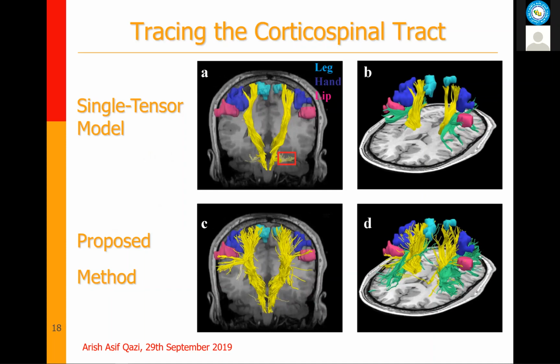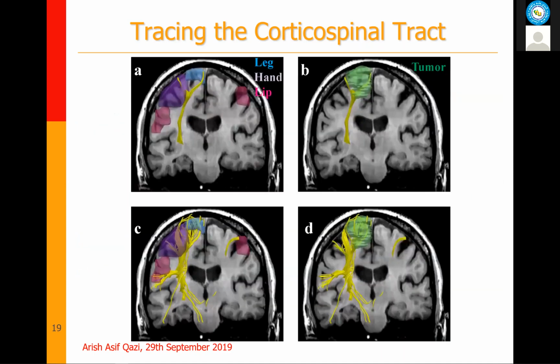And again, why is this useful? For example, a neurosurgeon is resecting a tumor in this region. They want to know which pathways are present over here. They don't want to cut the wrong pathway, because this could actually lead to paralysis. Another example over here: with the standard technique, you can see the pathways around the tumor. With the proposed method, which was developed, you can see many more pathways over here.